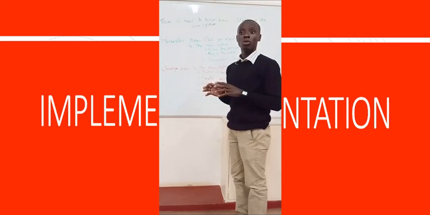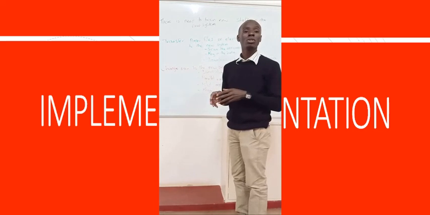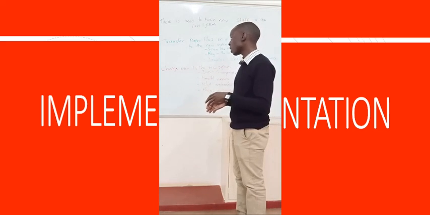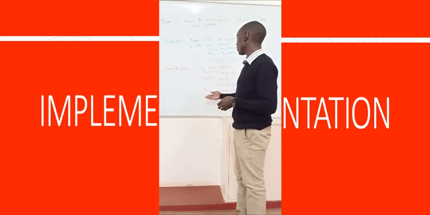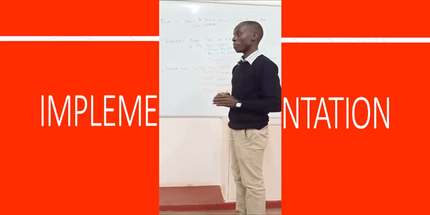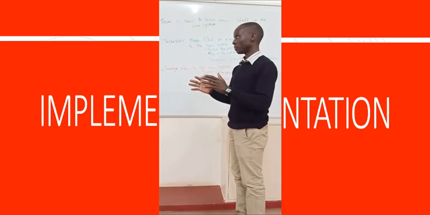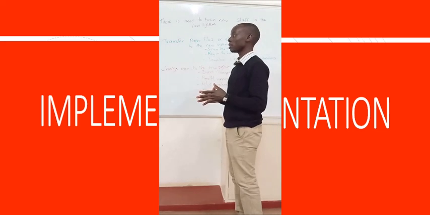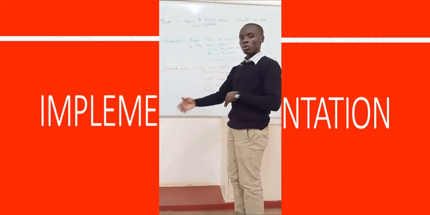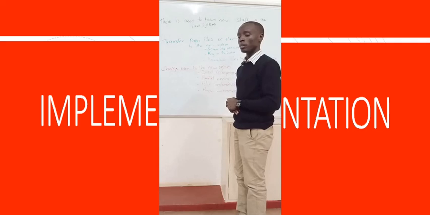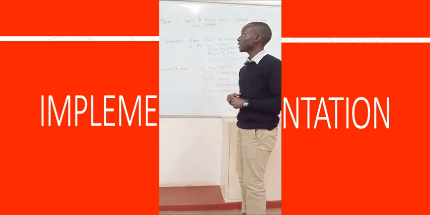where the system is introduced. Maybe if you have 10 branches, you introduce one branch and see how it works. More or less like a pilot study. Then you have the phased implementation where you apply one part of the system and then you keep on introducing other parts of the system until the system is entirely implemented.